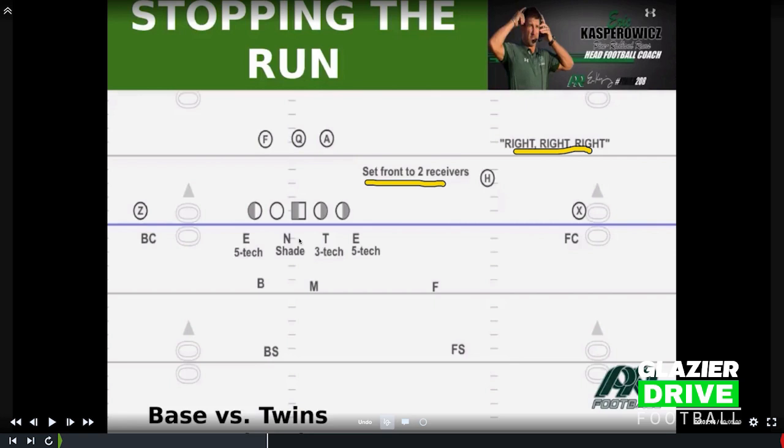So 5, 3, shade, 5. Is there trips? No. Strong 10, 50. Easy. Do I have a number 2? No. So I want to be 2 by 10 outside. All right. Press, and we're good on the other side there.